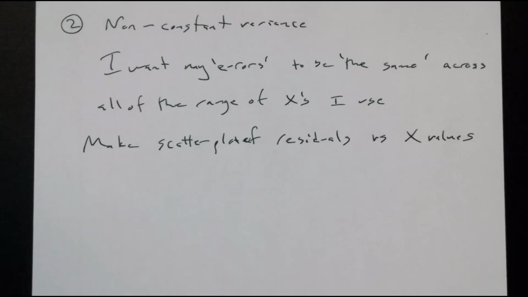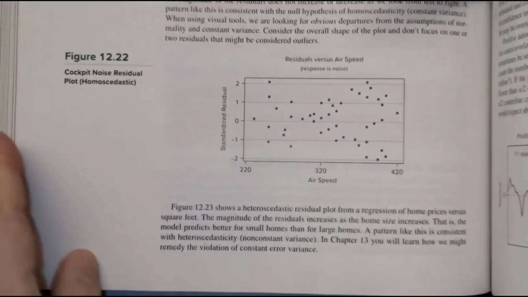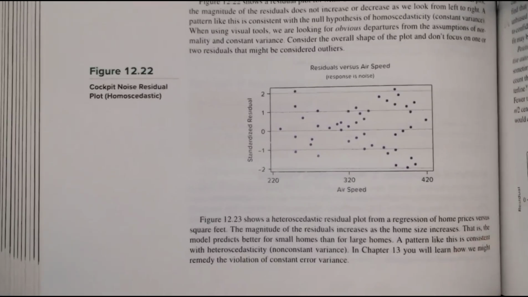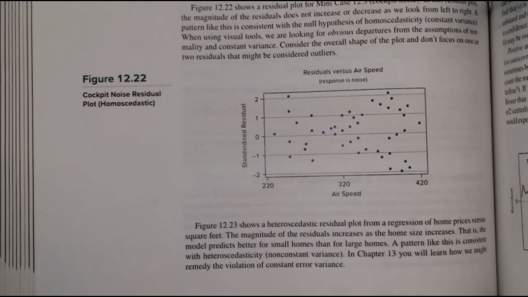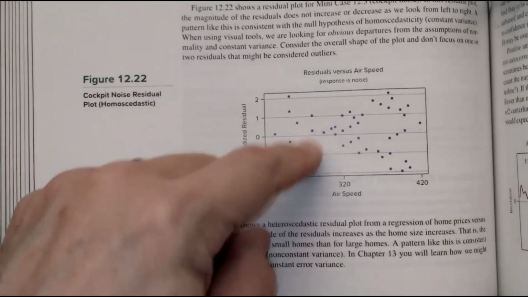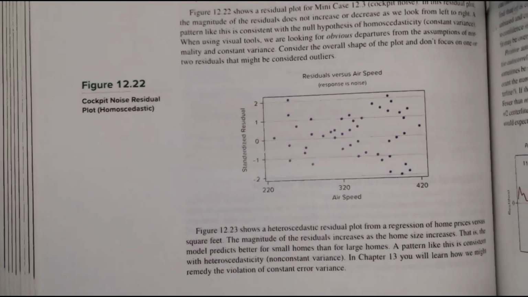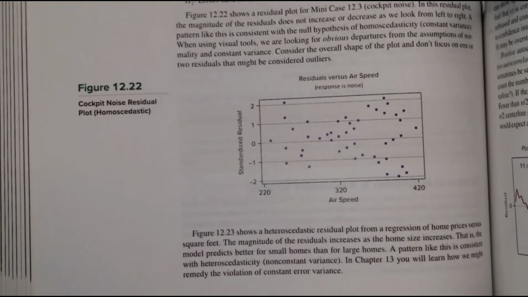The scatter plot for our data set that I was just looking at is here on page 488. So these are the residuals based on the airspeed. As I go from left to right, I'm getting faster. But this is my predicted error versus my actual value, right? Predicted value versus actual value.